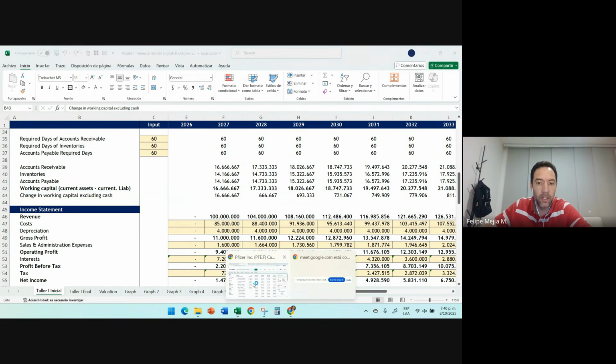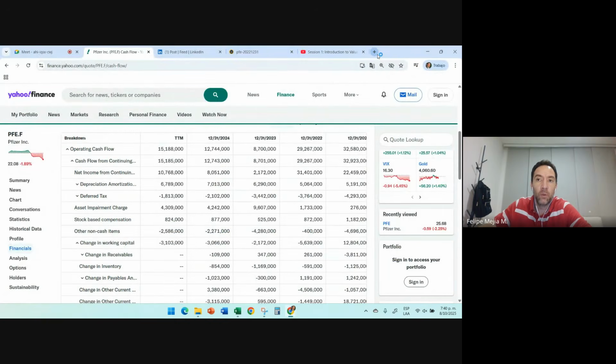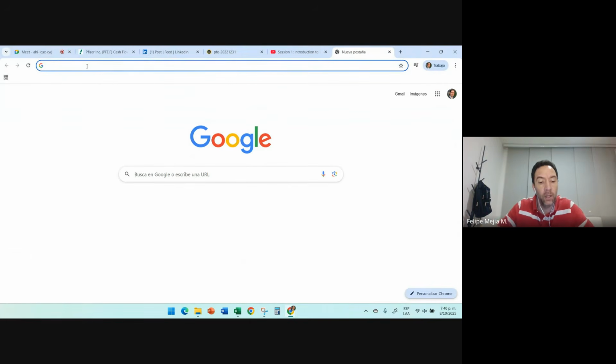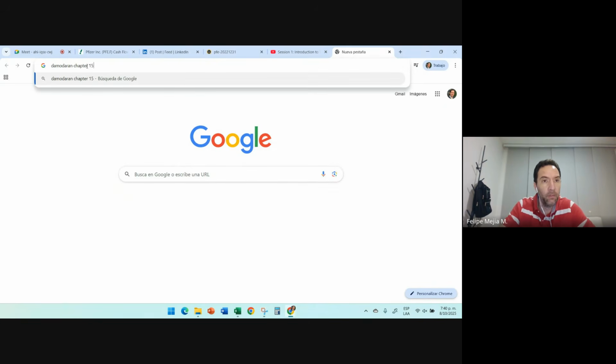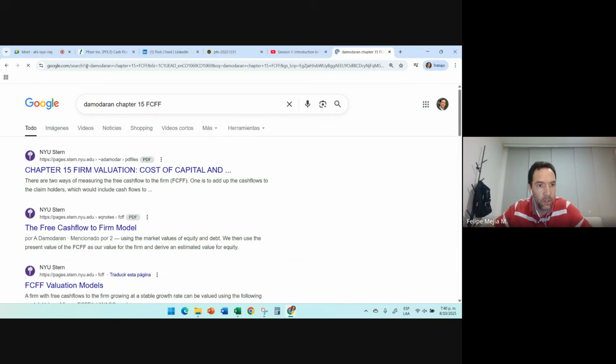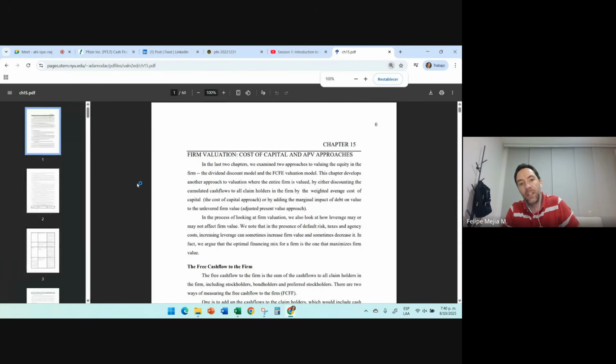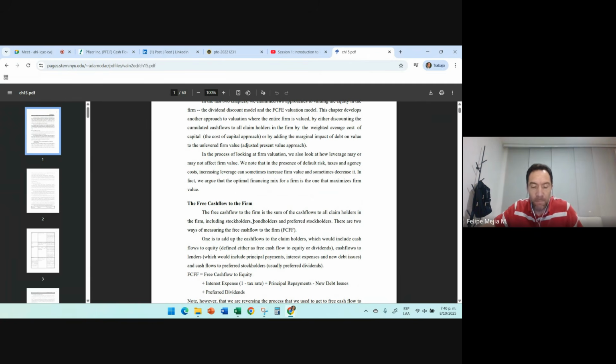And in that particular case, in the future, if you do decide to want to read Damodaran chapter 15 on valuation, everything will start to add up. Everything will start to make sense, because firm valuation, which is valuing the operation of a company that is owned by the banks and the equity holders, that's why it's here.